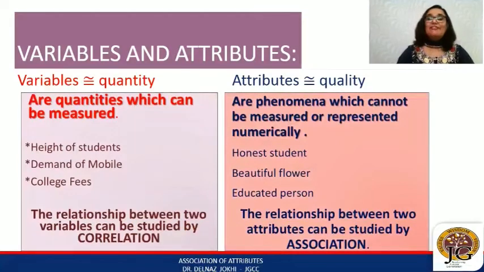Okay, so let's define an attribute in general. Attributes are phenomenon which cannot be measured or represented numerically. हमने देखा honest student, beautiful flower, educated person. क्या हम ऐसा बोल सकते हैं कि XYZ student 90% honest है, तो क्या 10% वो honest नहीं है? क्या आप ऐसा बोल सकते हो? नहीं बोल सकते हो। क्यों नहीं बोल सकते हो?